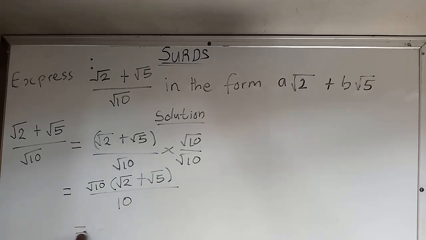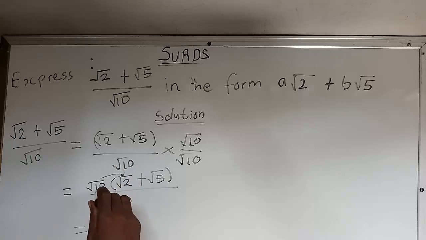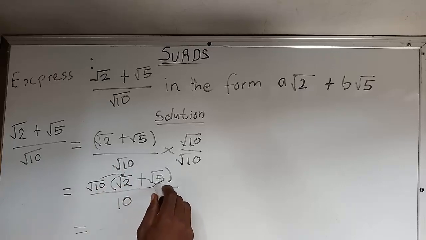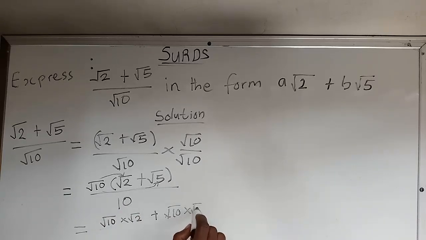Now this will be equal to, now let's expand the bracket over here. So this root 10 will multiply root 2 and again multiply root 5. So we'll get root 10 times root 2, then plus root 10 times root 5, all over 10.